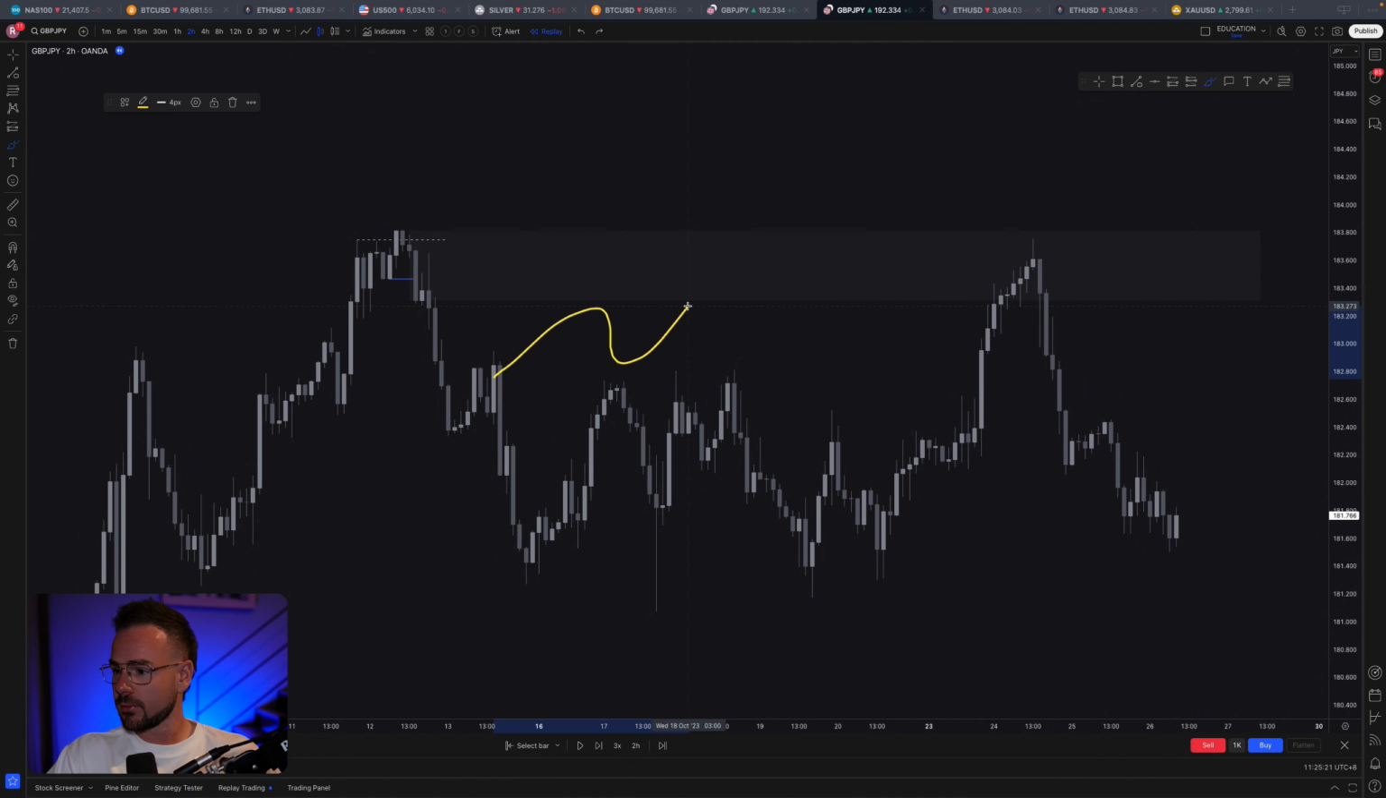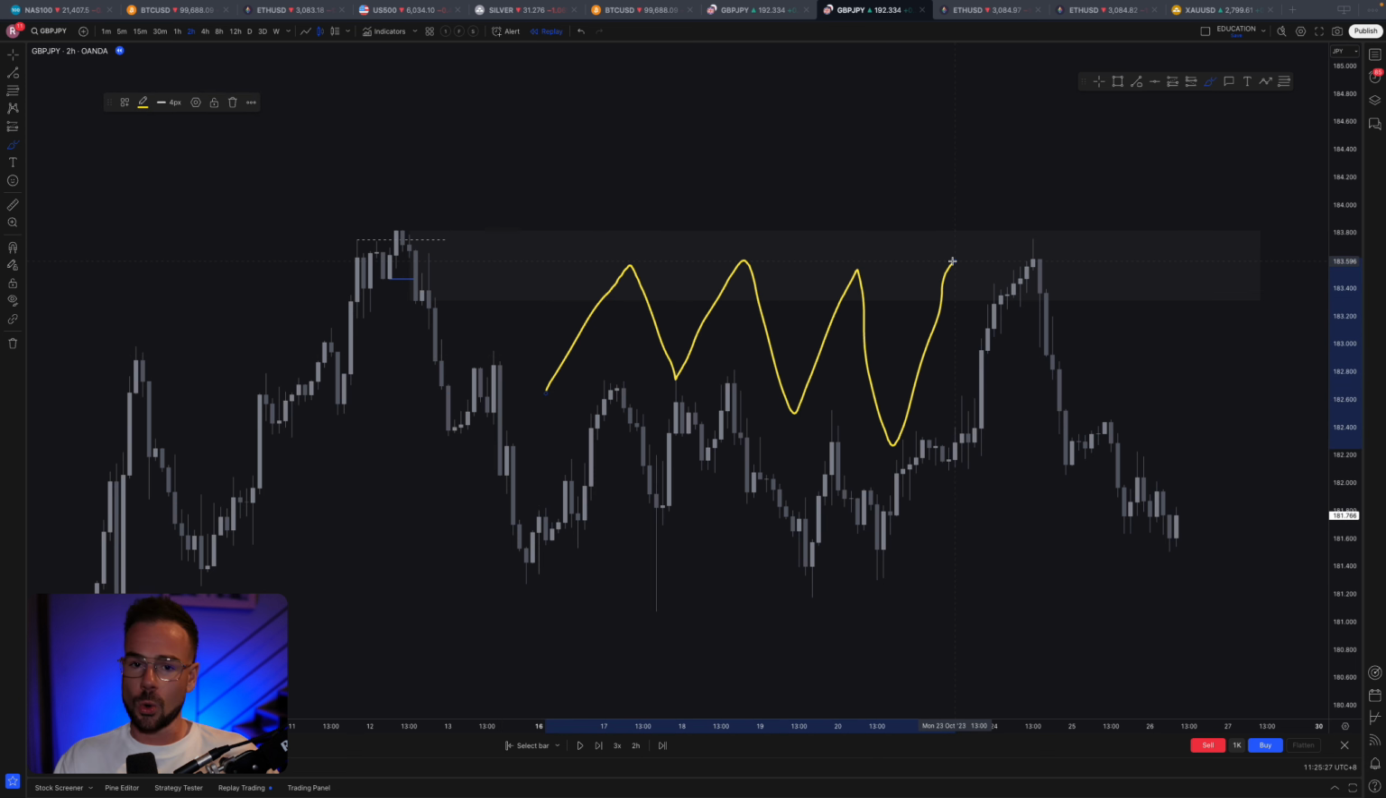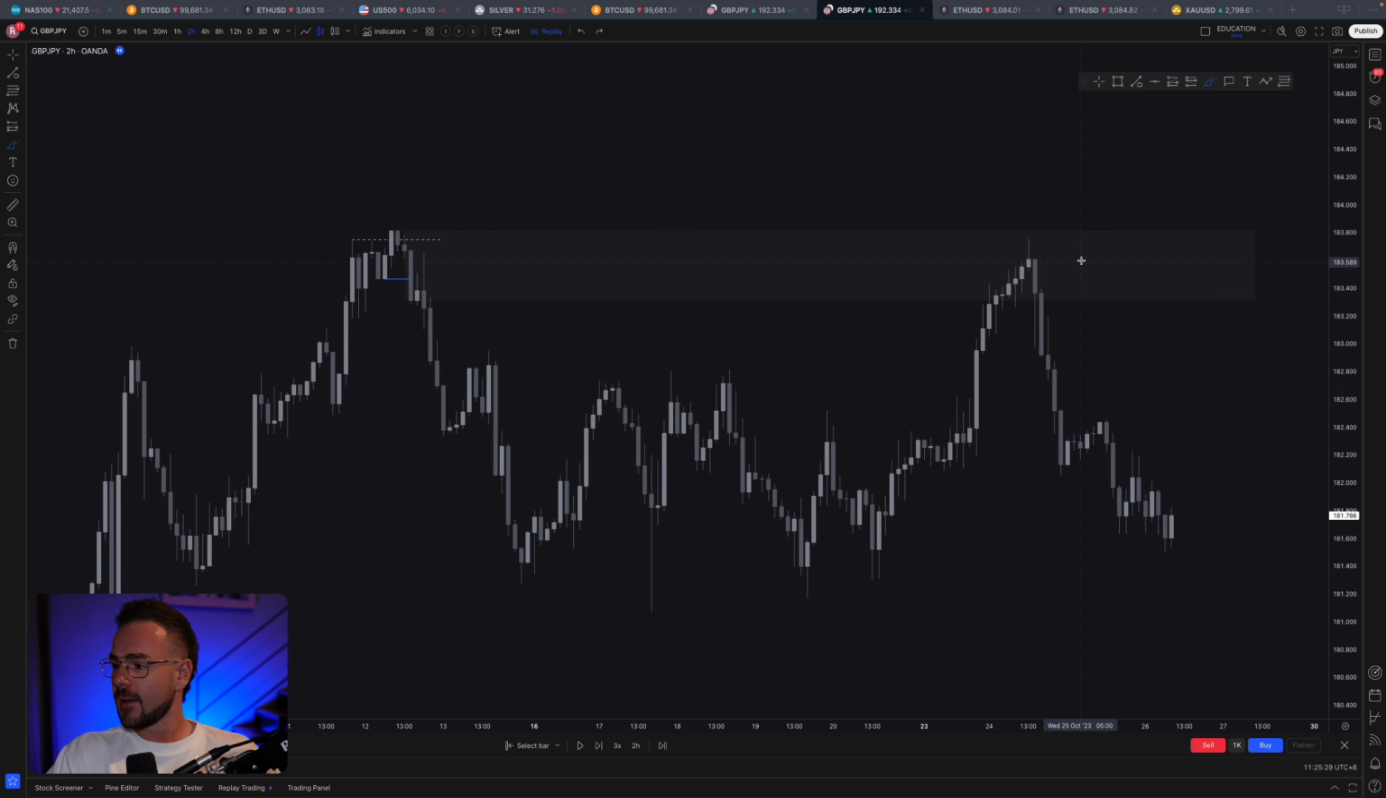Price had not revisited this zone. It's important to note that you don't want to keep trading these zones over and over again, because orders are going to be getting filled. So first revisit is the best for a supply and demand zone. So it's still valid, it's unmitigated.